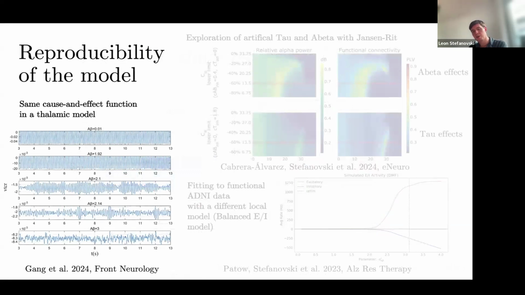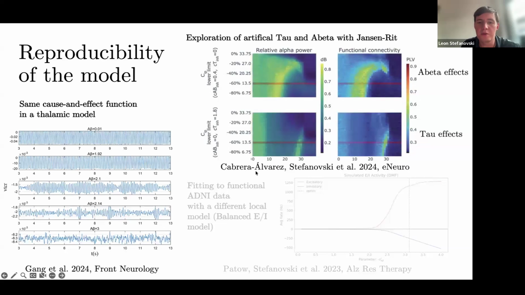Just to follow up with this, because it's now already quite an old study, I was quite happy to see that it was reproduced, to my knowledge, 3 times. In 2 times I was involved, and 1 time not, which is also very nice to see. This one work from 2024 used the same cause and effect function, so the sigmoidal function that I showed you before, and used a completely different neural mass model, and also came up with this slowing.